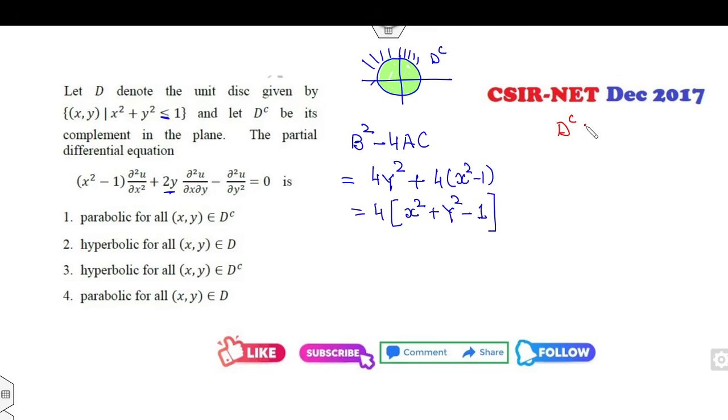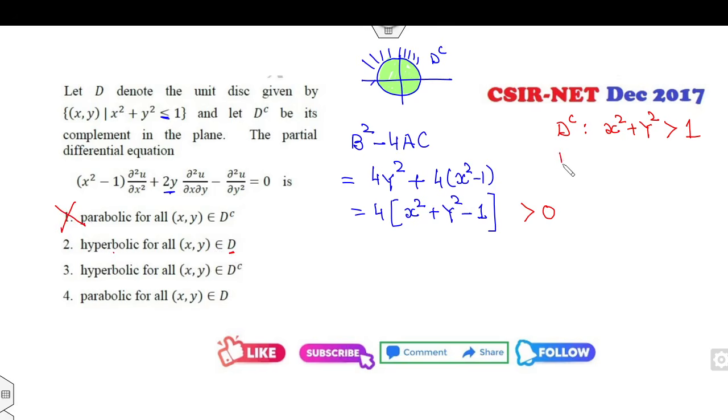What is my D complement? D complement is the collection of all those x and y, the opposite of this, strictly greater than 1. Once it is strictly greater than 1, this number will be greater than 0, but it can never be 0. So it's not parabolic. Hyperbolic when in the D.